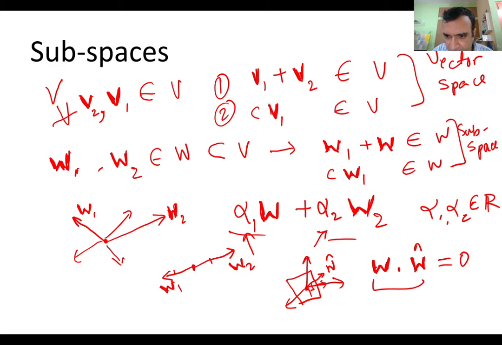So this is fixed, and this is any vector. Any vector that satisfies this property, that W dot W hat is equal to 0, will lie in a subspace, and that subspace, let's call it capital W in this particular case. All these are capital letters, not bold, whereas these are small letters and they are bold because these are vectors. So that is the concept of spaces and subspaces.